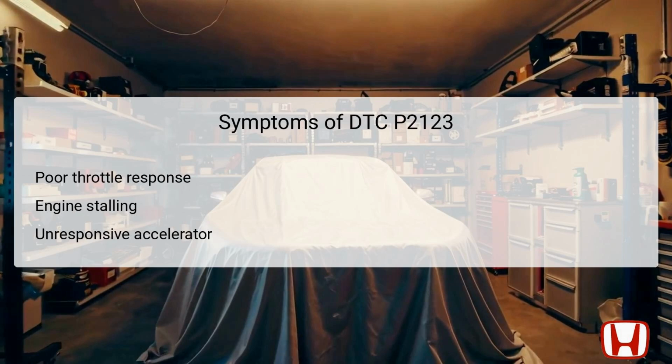The symptoms associated with DTC P2123 can significantly affect the driving experience. Drivers may notice poor throttle response when attempting to accelerate, as the engine may not receive accurate readings regarding the position of the accelerator pedal. This miscommunication can lead to hesitations, where the engine does not deliver power as expected. Additionally, engine stalling may occur due to the disruption in throttle control.